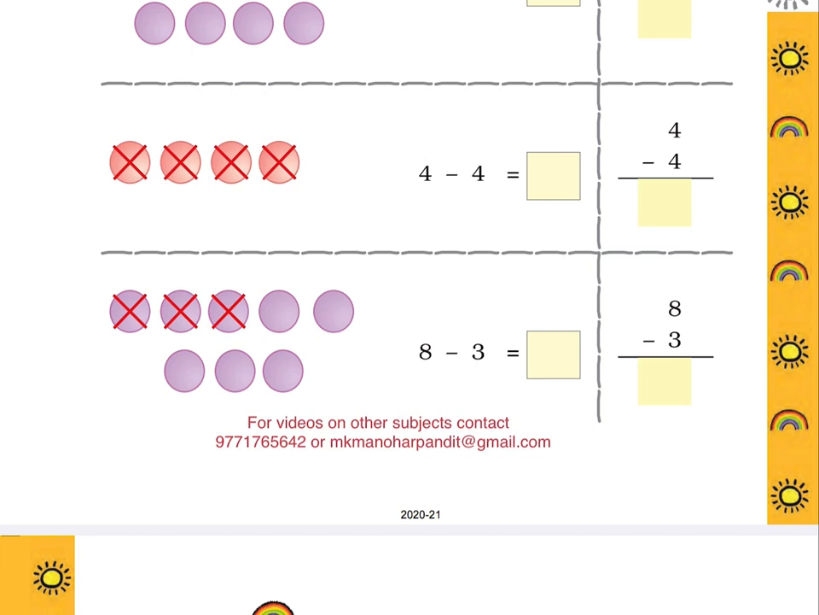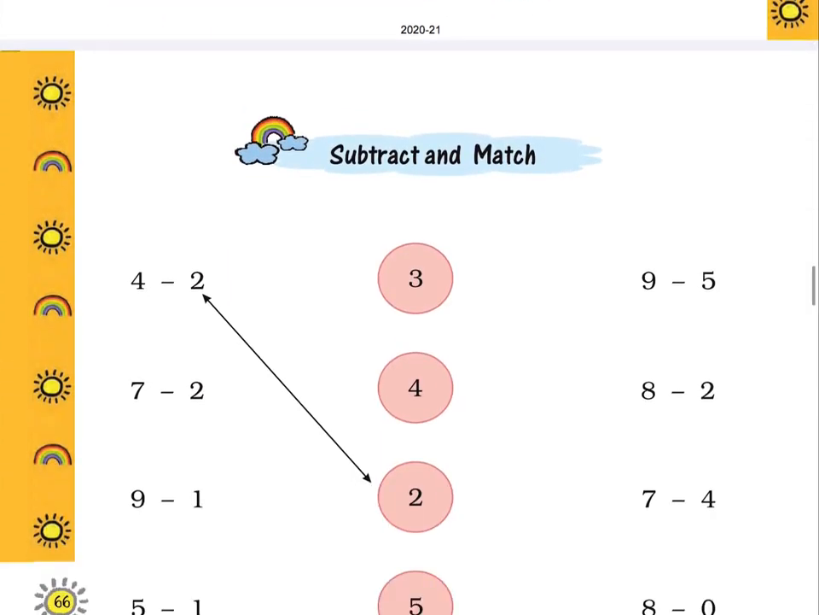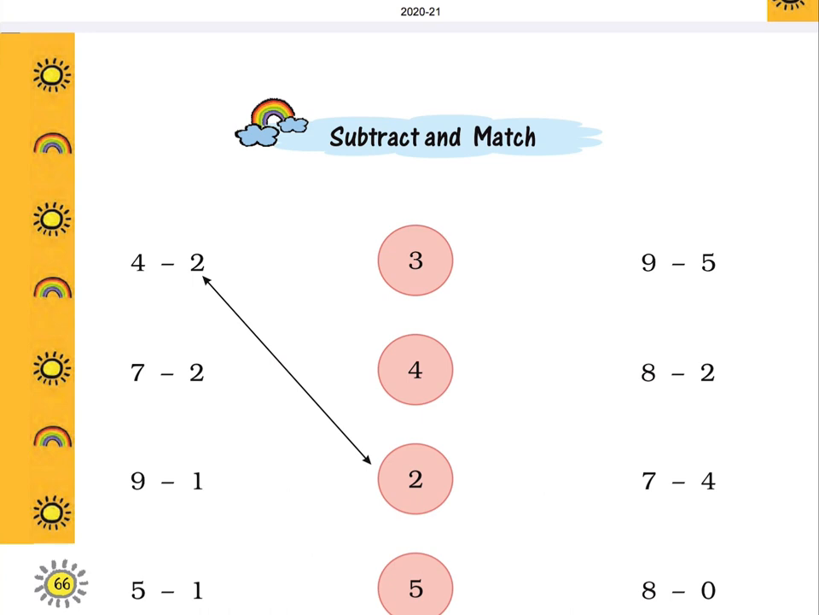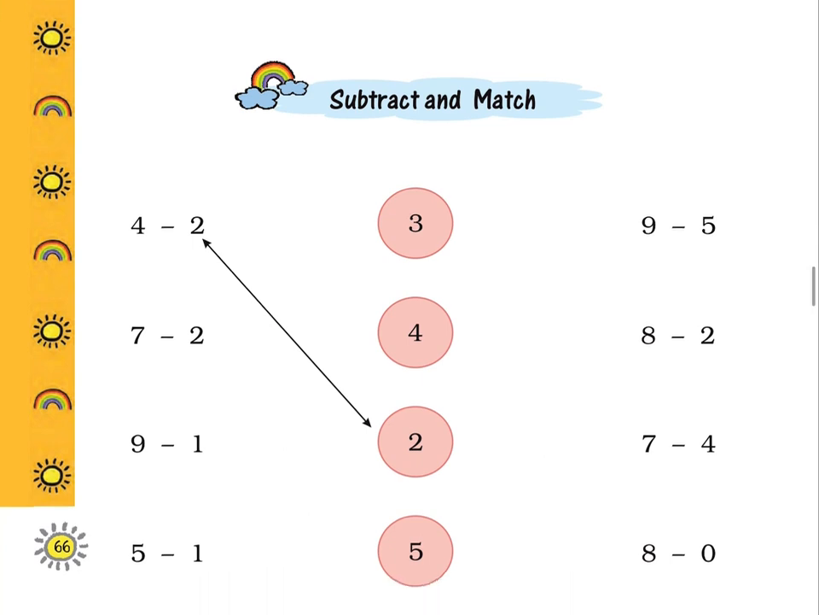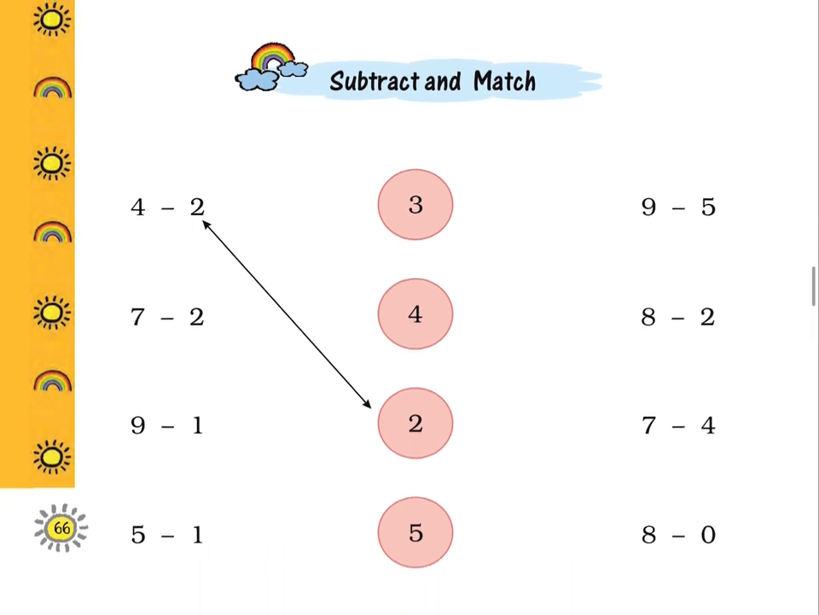Page 66. Subtract and match. On this page, questions are written in 2 columns. Between these 2 columns, the answers are given in circles. Learner is required to match the answers with the questions by drawing a line.